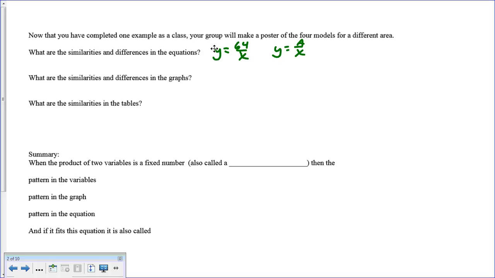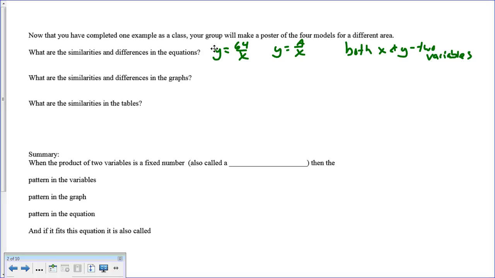They both had an x and a y. Okay. So those equations both had x's and y's. Or we could say two variables, right? We had length and we had width. And the thing that was constant all the time was area. Differences.